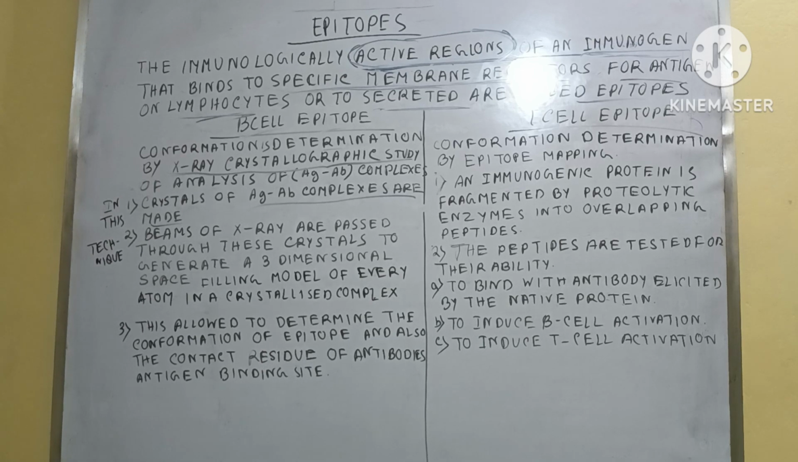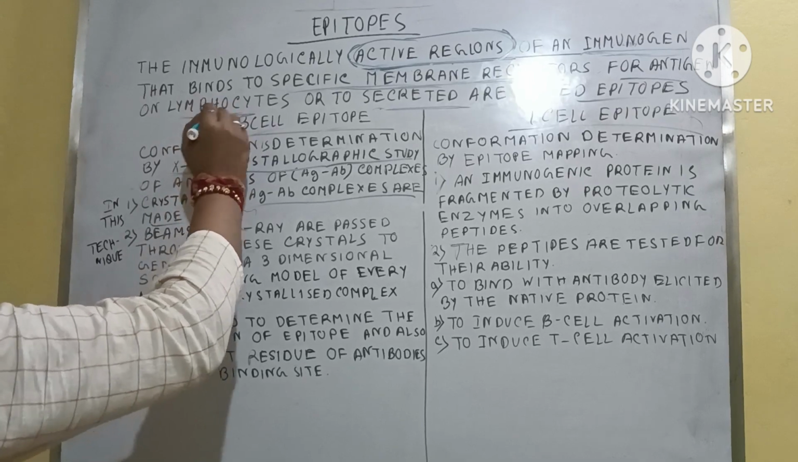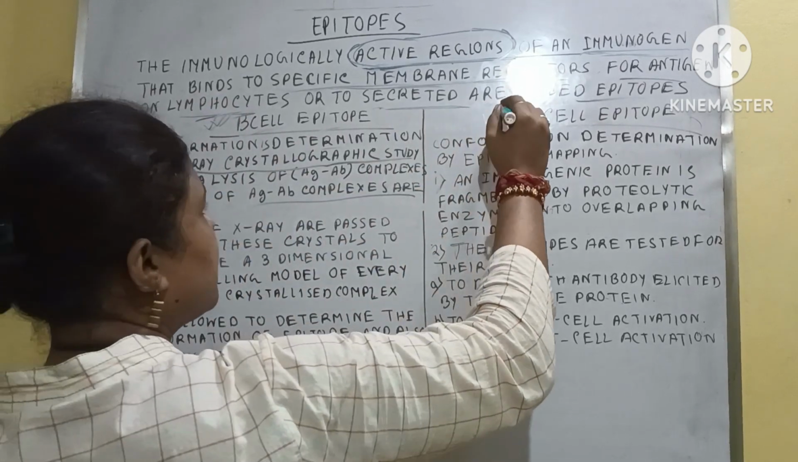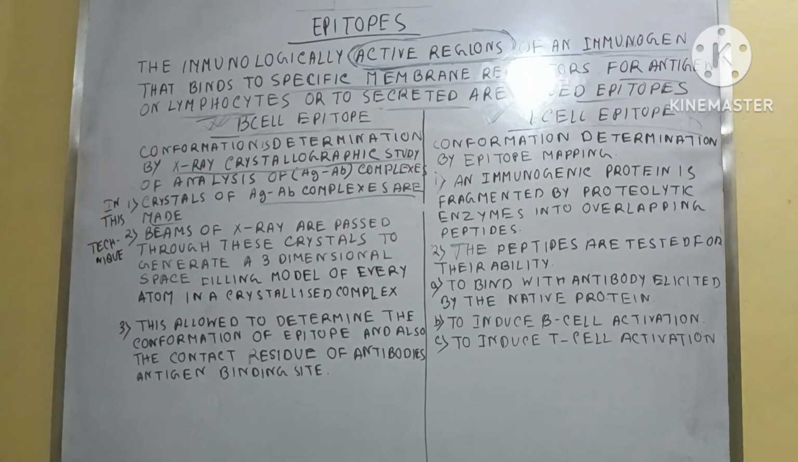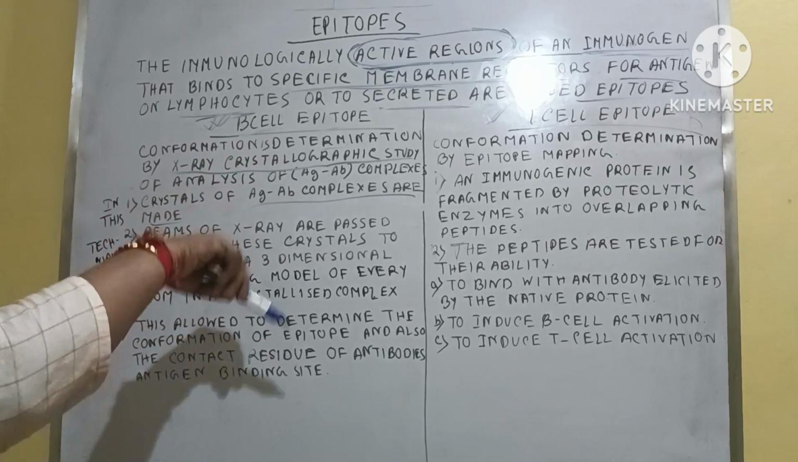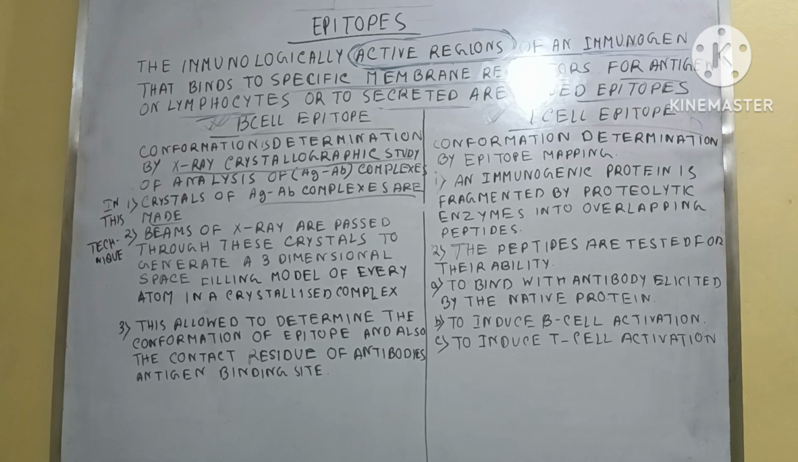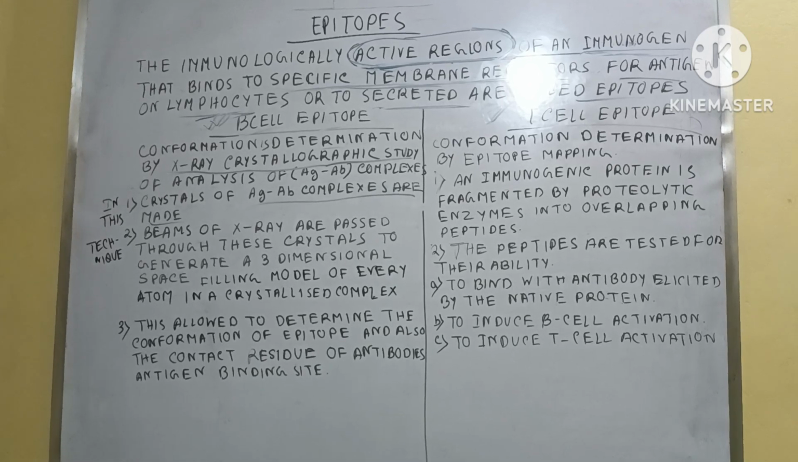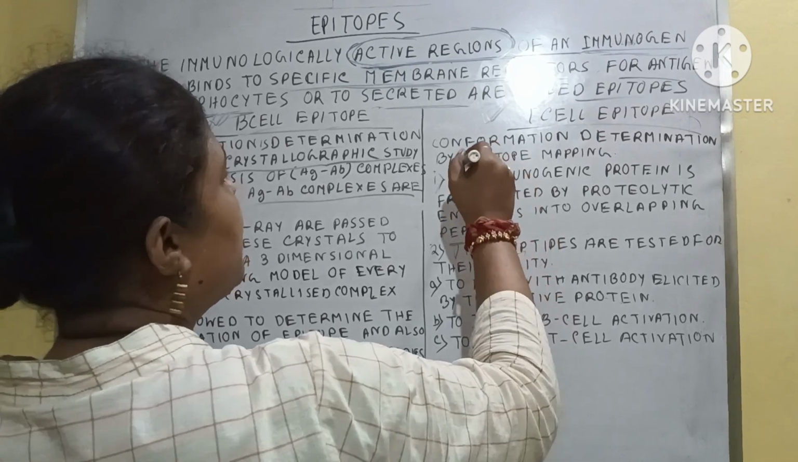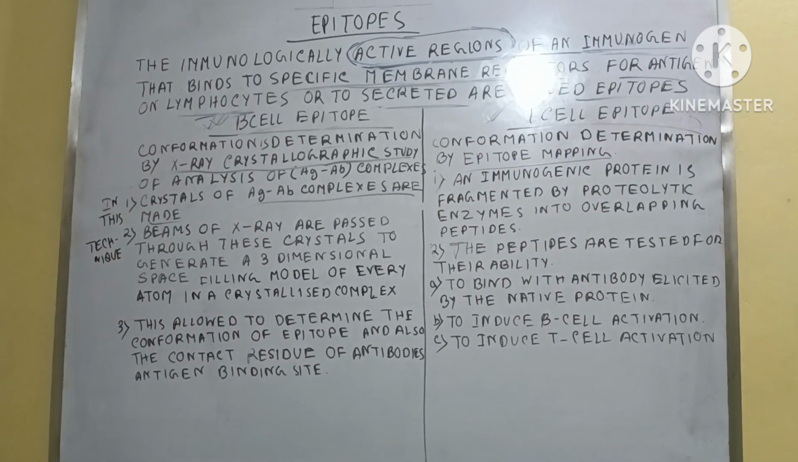Here, two kinds of epitopes are there. One is the B cell epitope, another is the T cell epitope. And there are two processes by which the conformation of an epitope is determined. One is the crystallographic study and another is epitope mapping.